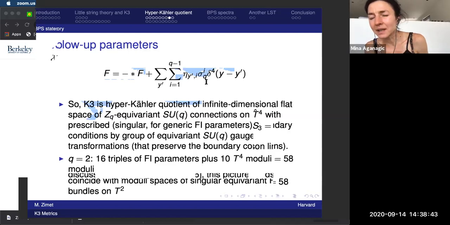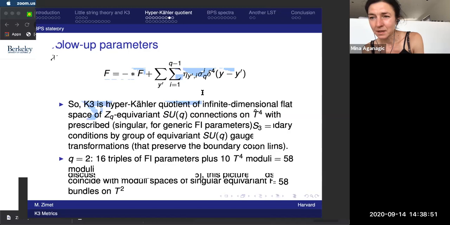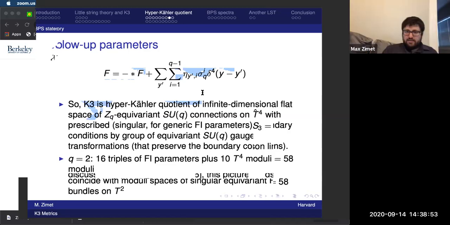Can you somehow say that if I were to blow up the singularities, then this reduces to what you would know on a smooth space, or you can't?